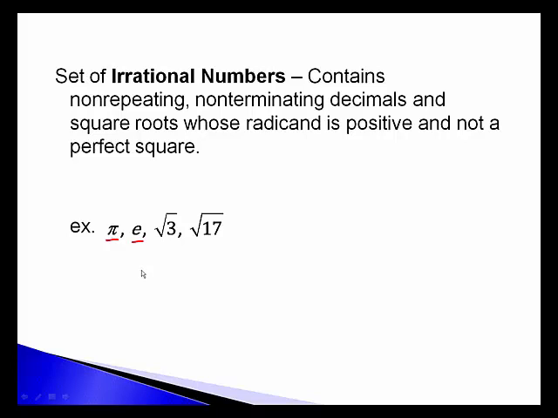The other group that is included in the irrational numbers are square roots whose radicand is positive and not a perfect square. Let me remind you, the radicand is the number underneath the radical. So in this one, it is a 3. That number is positive and not a perfect square, so the square root of 3 is indeed an irrational number, and as is the square root of 17.